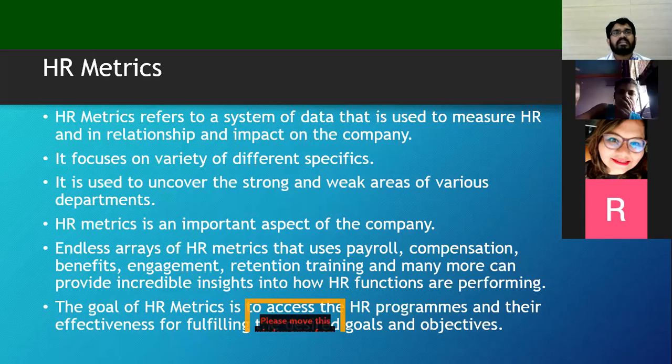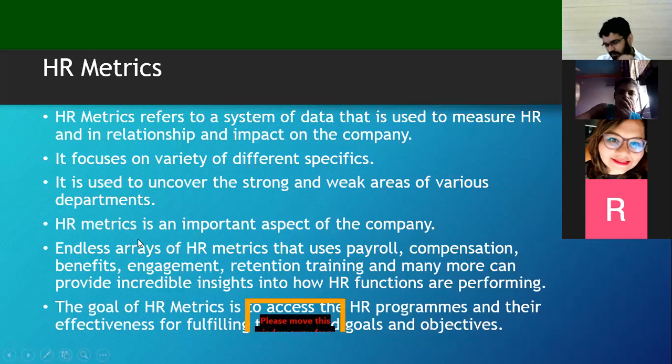So all these things are done using a SWOT analysis. It basically helps you in understanding the current scenario and the future prospects, right? The same thing is applied in HR metrics also. There are lots of metrics which are used to uncover the strong and weak areas of various departments. A particular department is good at this aspect, a particular department is not good at that aspect. All these things can be found out using an HR metric. So strengths and weaknesses are found out.